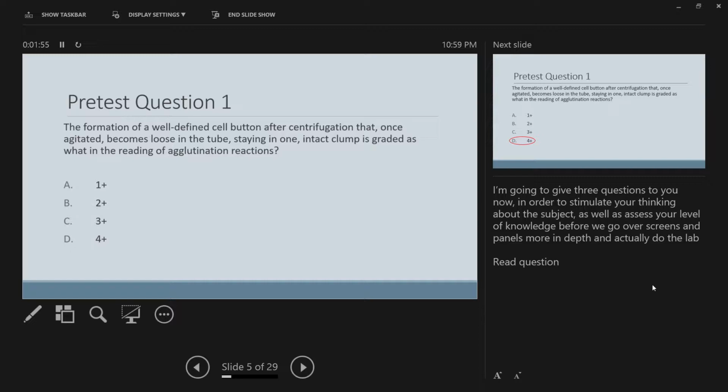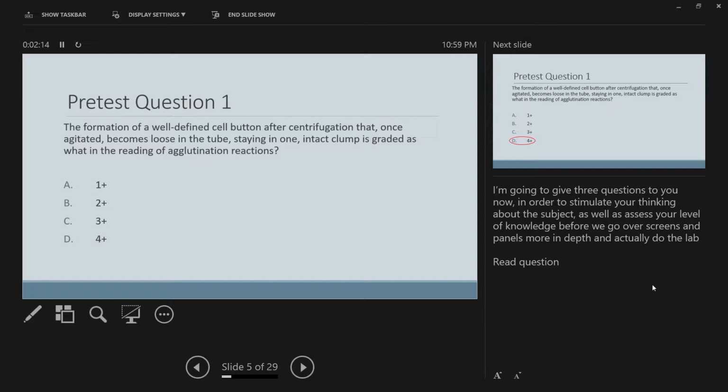Okay, now I'm going to give you 3 questions for you to think about in order to stimulate your thinking about the subject, as well as to assess your level of knowledge before we go over the screens and panels in more depth and actually do the lab.